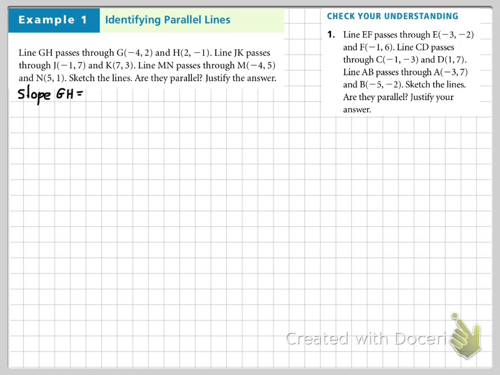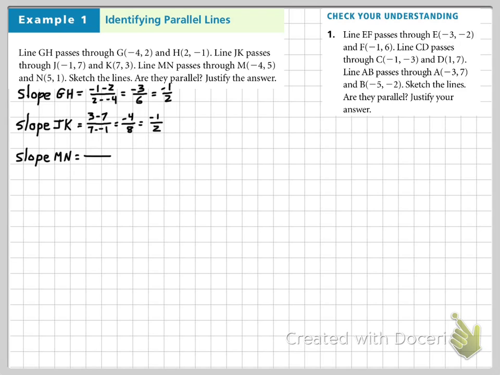First of all, let's look at the slope of GH. If I used my change in y, that would be negative 1 minus 2 over 2 minus negative 4, which is negative 3 over 6, which is negative 1 over 2. The slope of our other line, JK, I can get that one now by going 3 minus 7 over 7 minus negative 1. And that'll be negative 4 over 8, which also reduces to negative 1 over 2. So these two lines have the same slope, they're parallel.